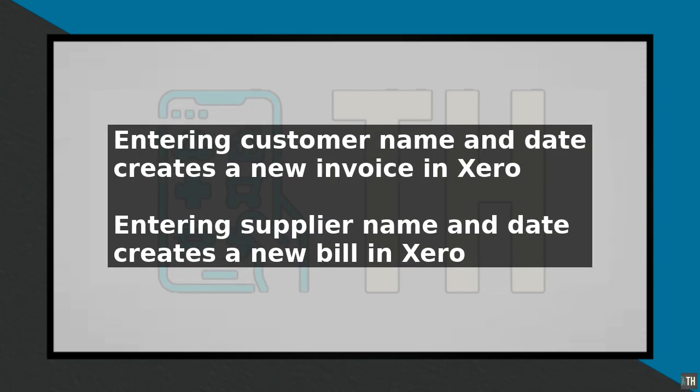Xero also allows you to track your expenses and claim back any GST or VAT. To add a new expense, go to the Expenses tab and click on the New Expense button. Enter the date, description, and amount of the expense, and add any relevant receipts or invoices.